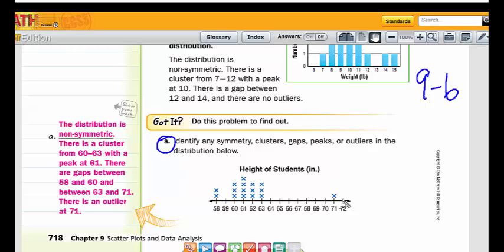Well, first of all, we can quickly see that it is definitely not symmetric, so that's our first part, non-symmetric. We can also see that there's a cluster from 60 to 63. The data is pretty well clustered right there. We have a peak at 61 right here, peak at 61. There are gaps between 58 and 60 right here, and between 63 and 71. And we would definitely qualify 71 as an outlier.